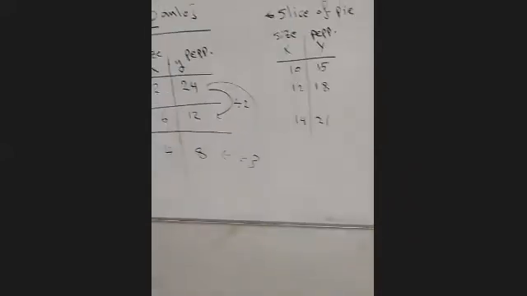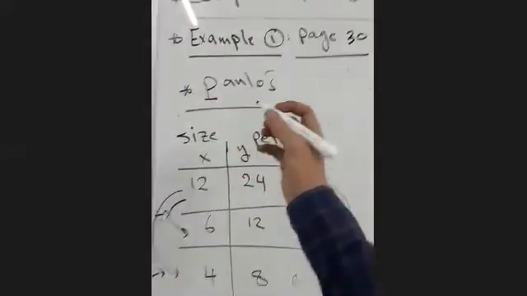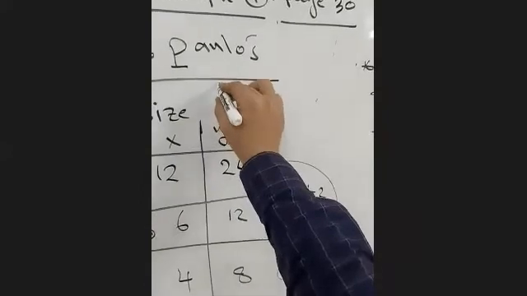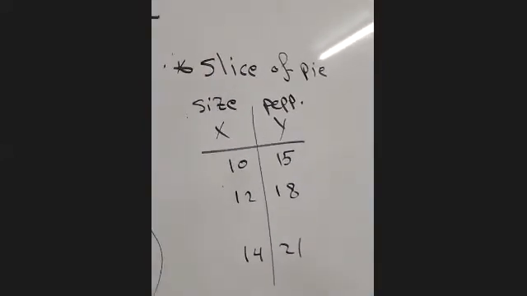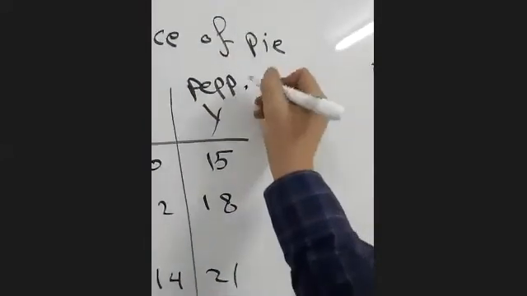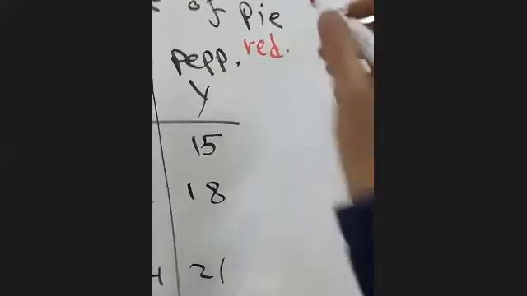Guys, just to make it easy for you, for Paolo I will use the yellow. And I will use the red for the slice of pie. It's just to manage the solution, it's not important. A slice of pie, I will use the red for it.